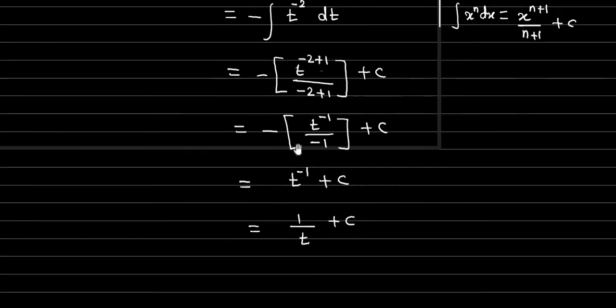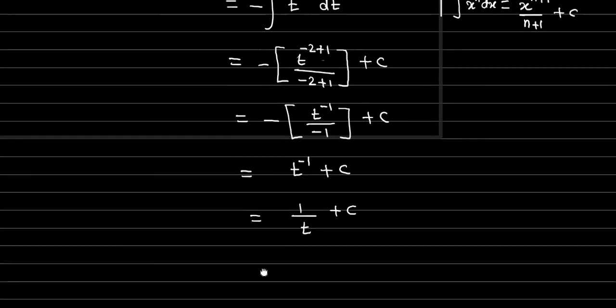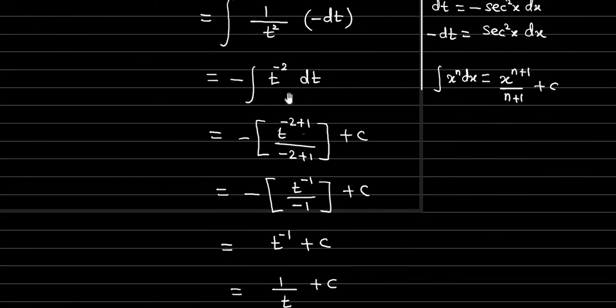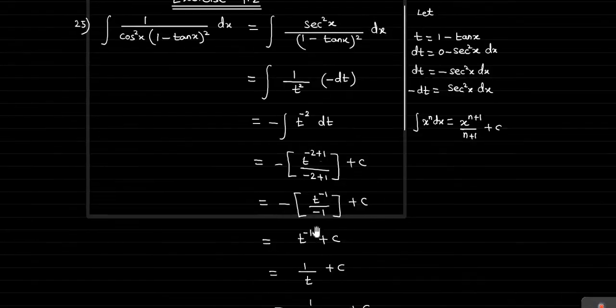So now integration is done. For the final answer, again we need to write it in terms of x only. So what is the t that we considered? 1 minus tan x. Now substituting t as 1 minus tan x, the answer is 1 by 1 minus tan x plus c. So that's all, the solution of this sum.